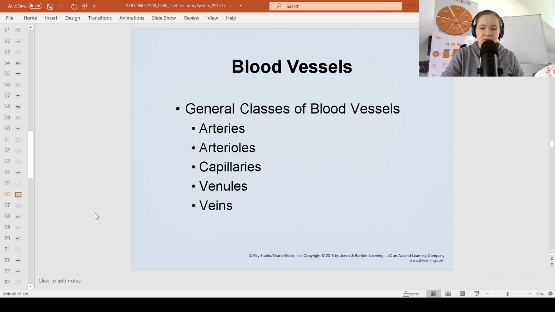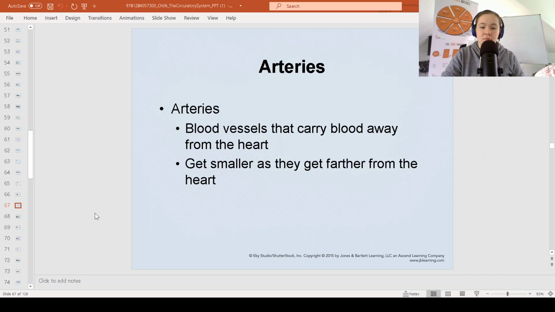General classes of blood vessels are arteries, arterioles, capillaries, venules, and veins. Arteries are blood vessels that carry blood away from the heart, and get smaller as they get farther away from the heart.